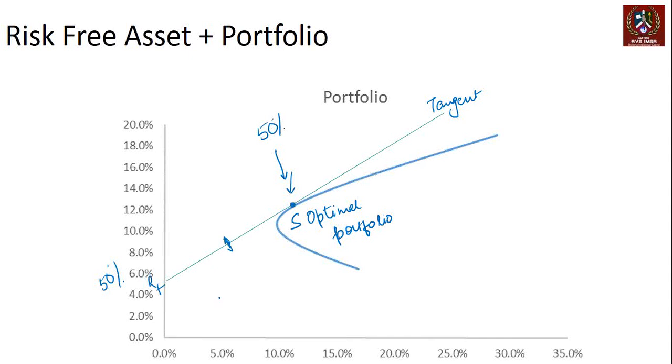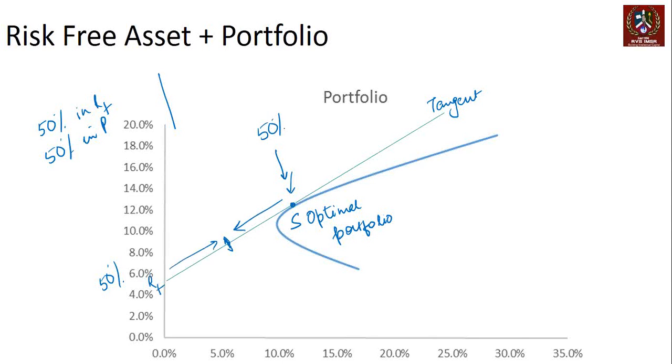But what will be the risk? What will be the risk in this portfolio? That's something that we have to define. So there are two cases that we will take. One where we have 50% in the risk-free asset and 50% in the portfolio. The second case is where we have more than 100% in the portfolio. Can we do that? So if we have invested 100 rupees in the risk-free asset and 100 rupees in the portfolio, what's going to be the return?